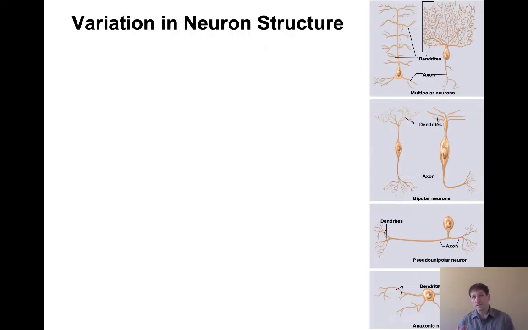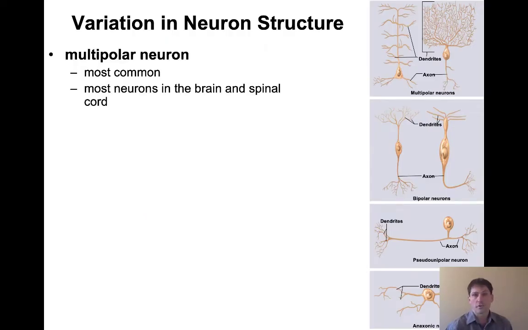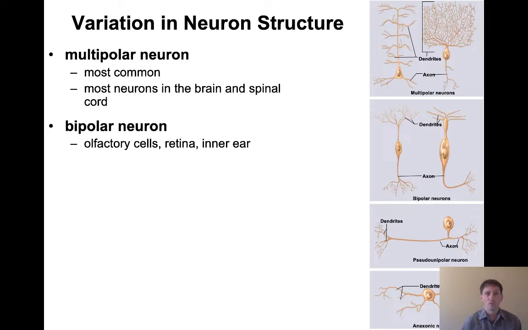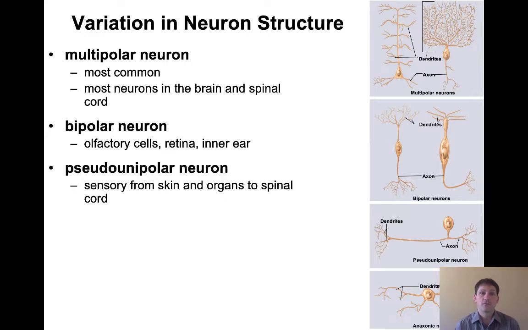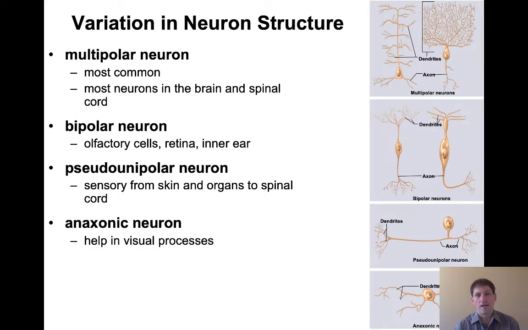Then we also talked about the variability in neuron structure, and so we had different types of neurons. We have our multipolar neurons, our bipolar neurons, which we'll see in lecture 18 when we talk about our sensory systems, and then our pseudo-unipolar neurons, and these are our sensory neurons that are coming in from our skin and our organs. And then our anaxonic neurons. We won't spend much time discussing those, but these other three are the more common ones that we'll be going over.